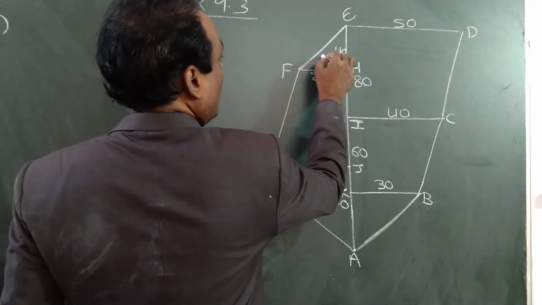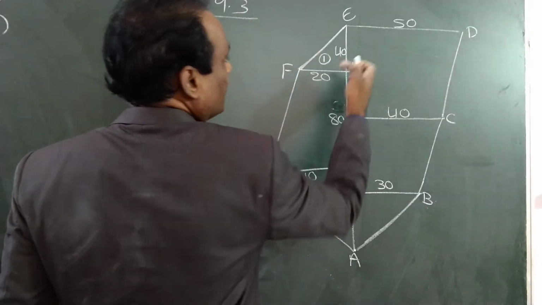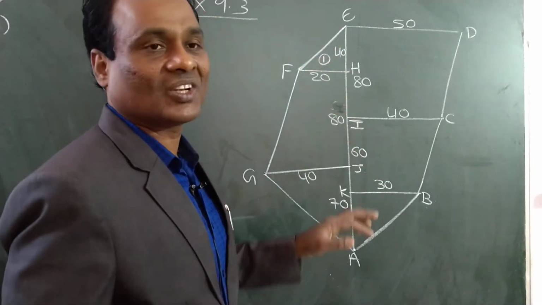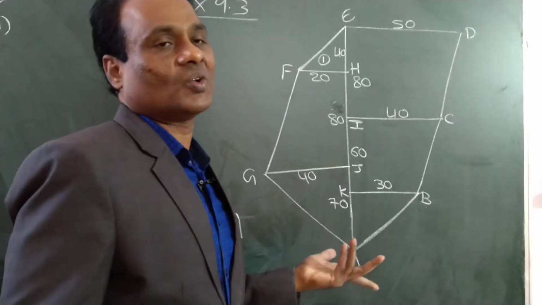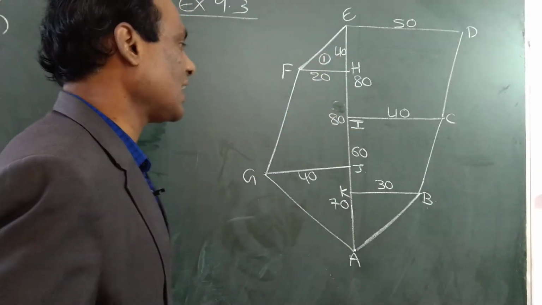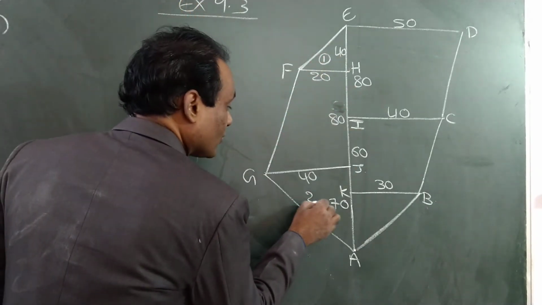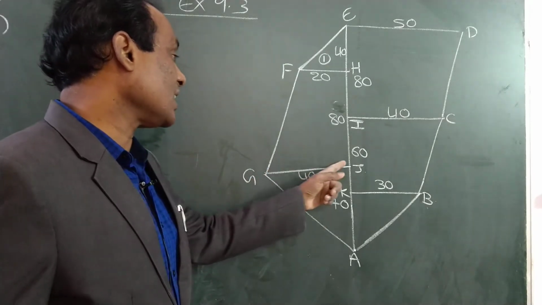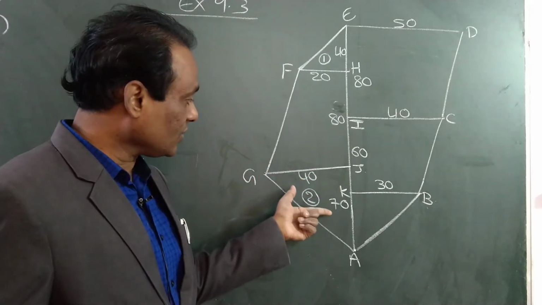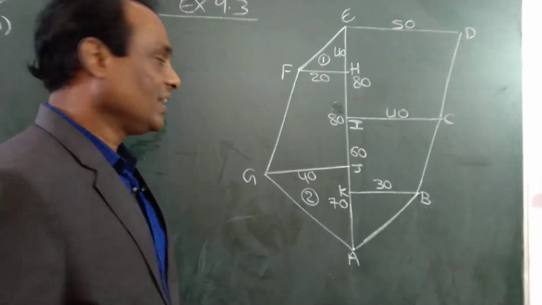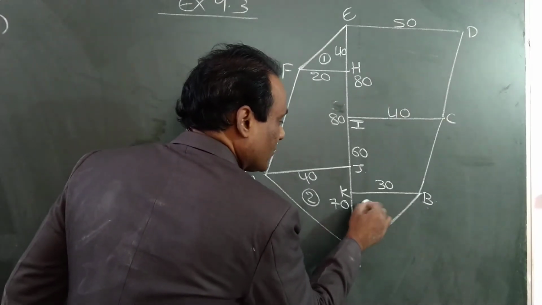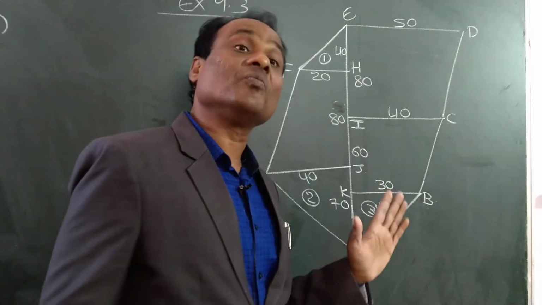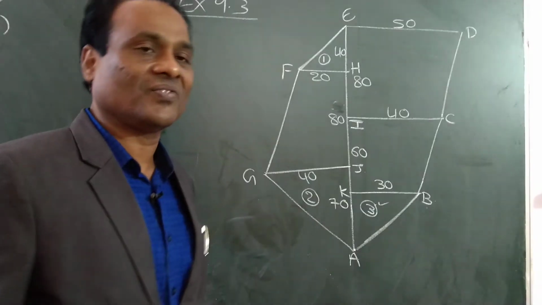This small figure is a triangle. We can find its area. Area of triangle is half base into height. We know the base, we know the height, so we can find the area of this triangle. This is also a triangle, and we can find its area because area of triangle is half base into height. This is also a triangle, and we can find this area also.